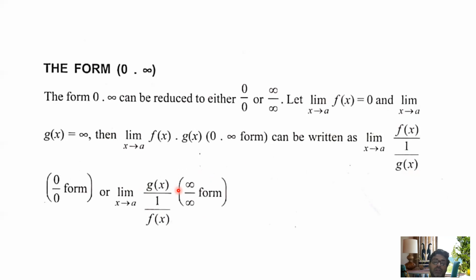So from here it is clear that it is 0 by 0 form or infinity by infinity form. These are general. So if you have any other type of indeterminate form like 0 into infinity form, then we have to reduce it either to 0 by 0 form or infinity by infinity form. Then we have to find the solution. Let's see.